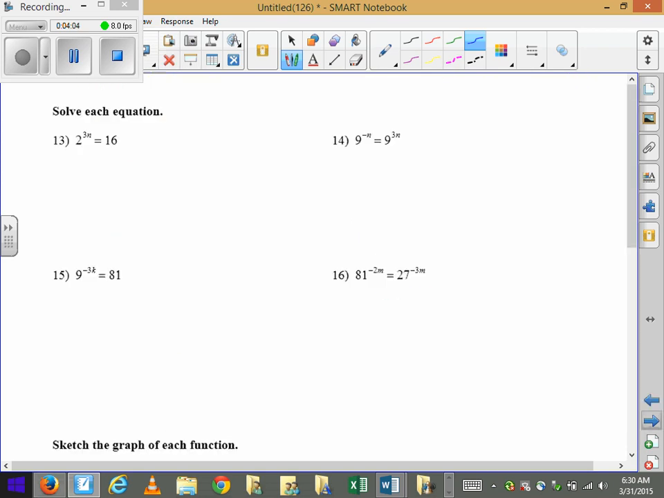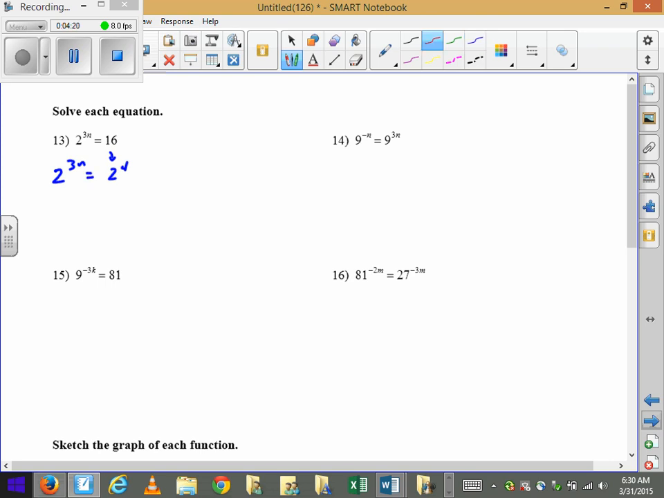All right, the next page, solving those equations. Remember, when we get like bases. So here we have 2 to the 3n. We need to think, how do we get 16 to base 2? And I believe if we do a little bit of work, that's the same thing as 2 to the 4th.